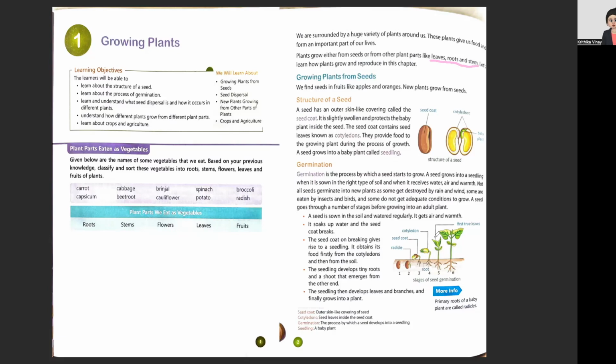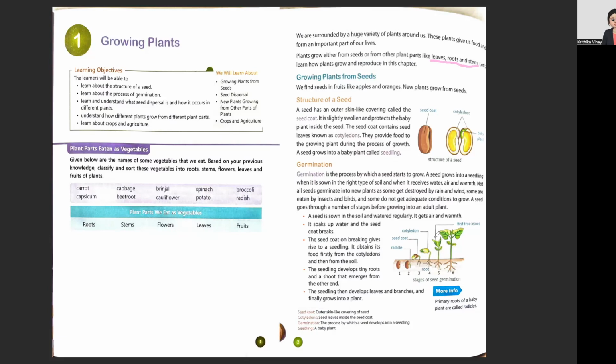So now let's continue. Not all seeds germinate into new plants. Some get destroyed by rain and wind. Some are eaten by insects and birds. Very strange though, but yeah, it is. And some do not get adequate conditions to grow, meaning correct conditions to grow.